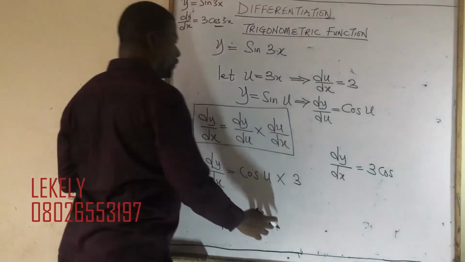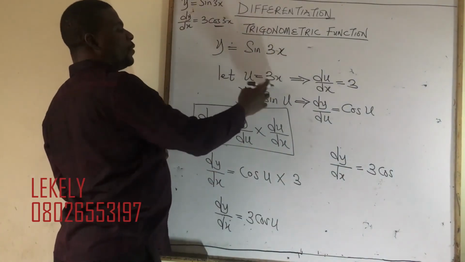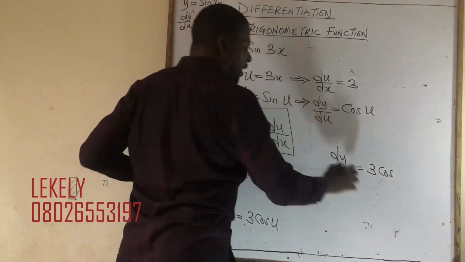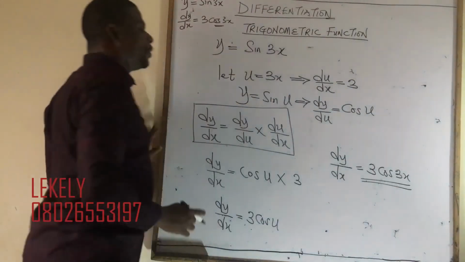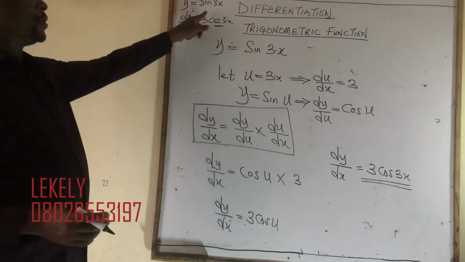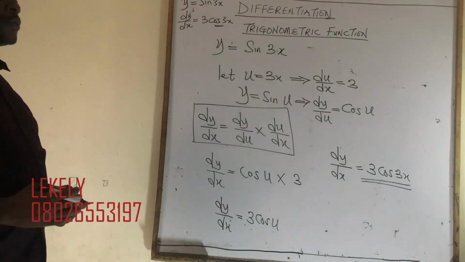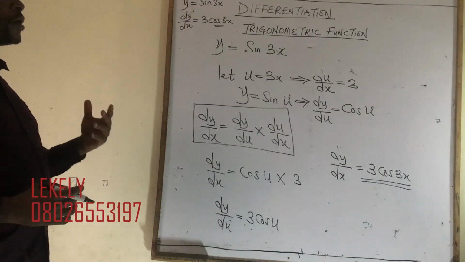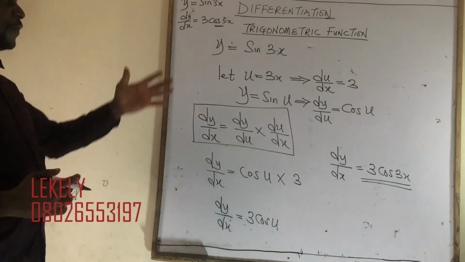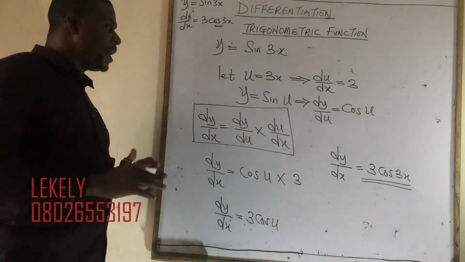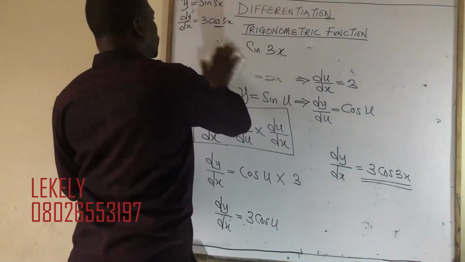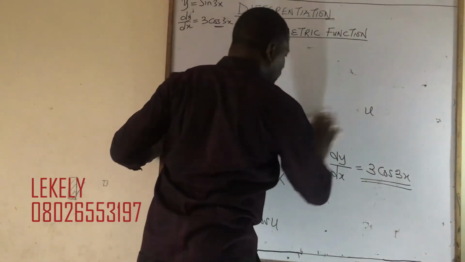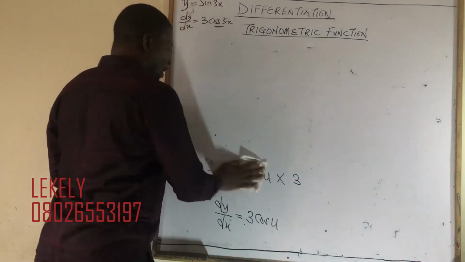So eventually my dy/dx is going to be 3 cos. What is the original value of u from the beginning? The original value of u is 3x. So instead of writing u, I will just put the original value. So 3 cos 3x. You can see it's the same thing as when we did the short method. So all the other ones that I've solved, try to follow this long method to do them, and then you will be fine.